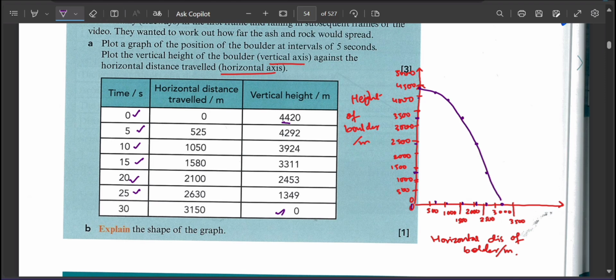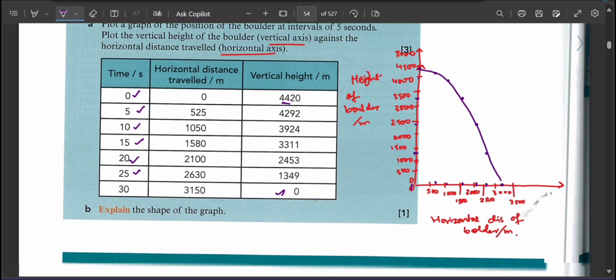Okay, explain the shape of the graph. So explaining the shape of the graph, this was the vertical height and this was the horizontal distance. We are going to explain that the boulder is moving at a constant speed in the horizontal direction, because basically it is going further away, so it is increasing the horizontal distance, and it is also decreasing the vertical height gradually.